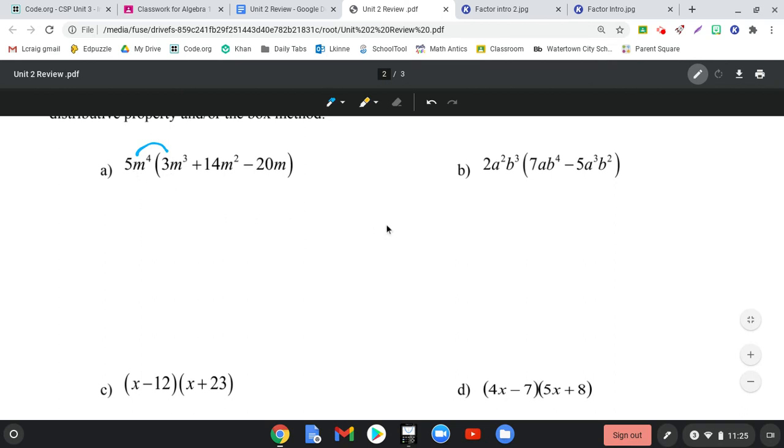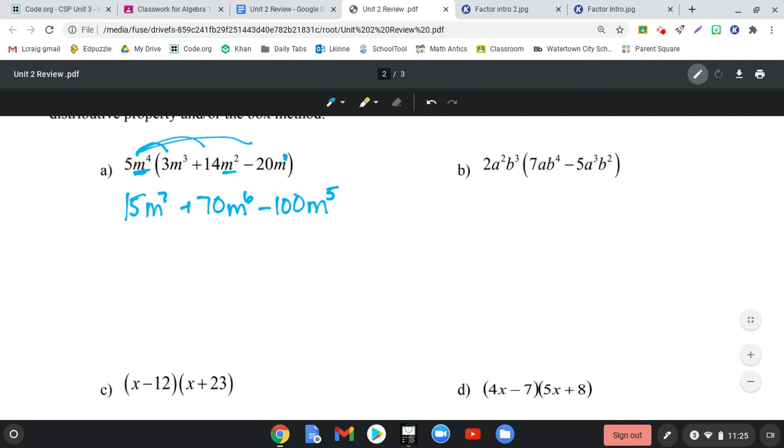5 times 3 is 15, and m to the 7th. And then 5 times 14 is positive 70. And again, you've got m to the 4th and m to the 2nd, so it's m to the 6th. And finally, 5 times negative 20 is negative 100. You got 4 m's and 1 more m, so it's going to be m to the 5th. Don't forget to distribute the variable also.